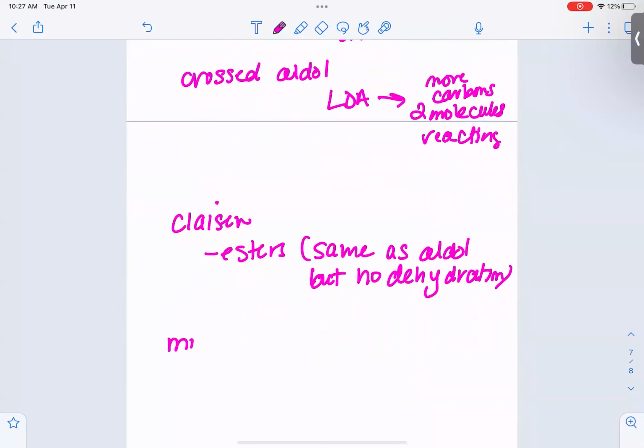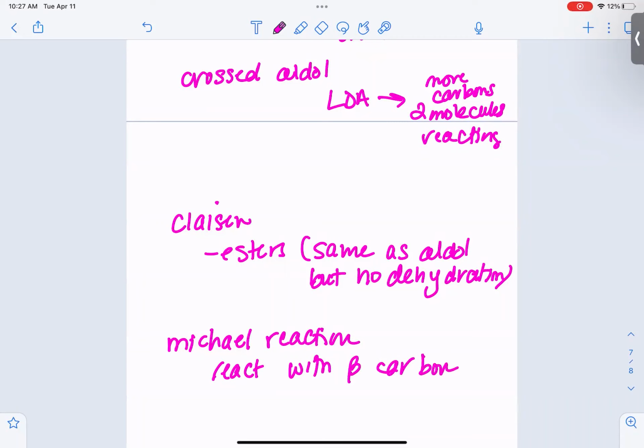And then you had the Michael reaction that we did last week. And that was when you react with the beta carbon. Can you give me some of the Michael reaction?